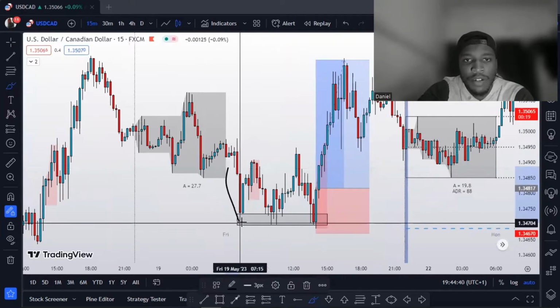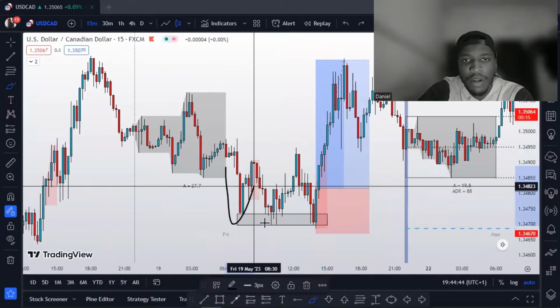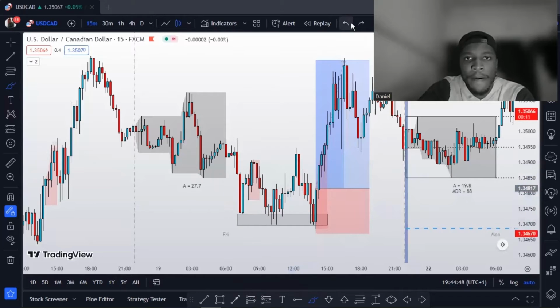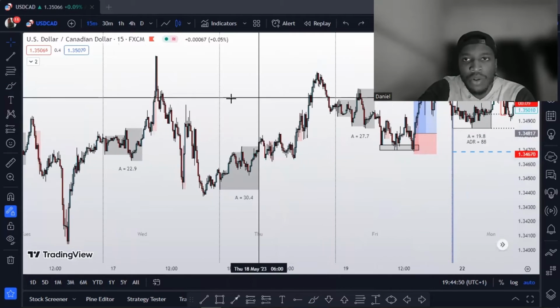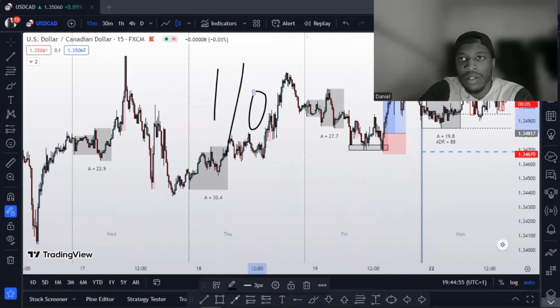This is a beautiful W formation, or 3 hits, or triple bottom, I think. So we have a double bottom, and then this is an extra leg, so that's a triple bottom, and that is it on USD CAD. So this is 1-0, no losses, 1 win.